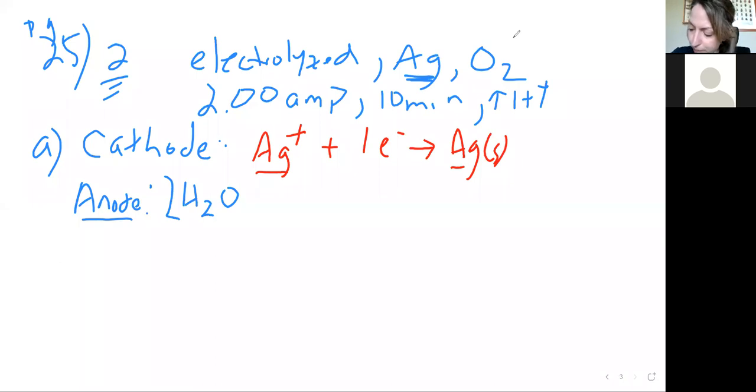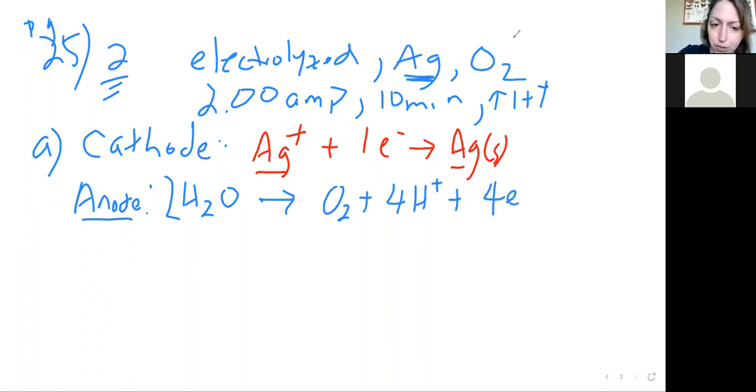2 H2O. You remember I'm looking at the white sheet, but I'm looking for the oxidation. So I'm looking at the reaction backwards, making O2 plus 4H plus, and then plus 4 electrons. Hopefully you guys are able to find that on the white sheet. And that for sure is what the reaction would be going on at the anode. It's oxidation. How do I know that? Because I know water's there, and it tells me that oxygen was created.